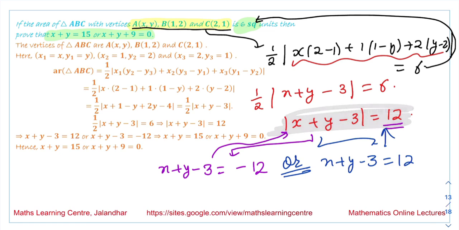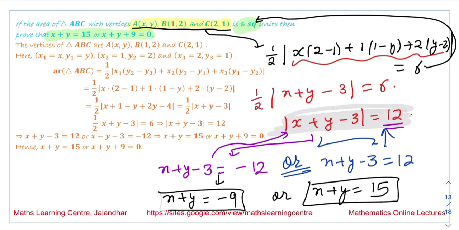So if any one of these conditions is satisfied, then this equation will be satisfied. So from this equation, we will get x plus y equal to minus 9, and from this we will get x plus y is equal to 15. So this gives us x plus y plus 9 is equal to 0. So these are the two things we have to calculate: x plus y plus 9 is equal to 0 and x plus y is equal to 15.